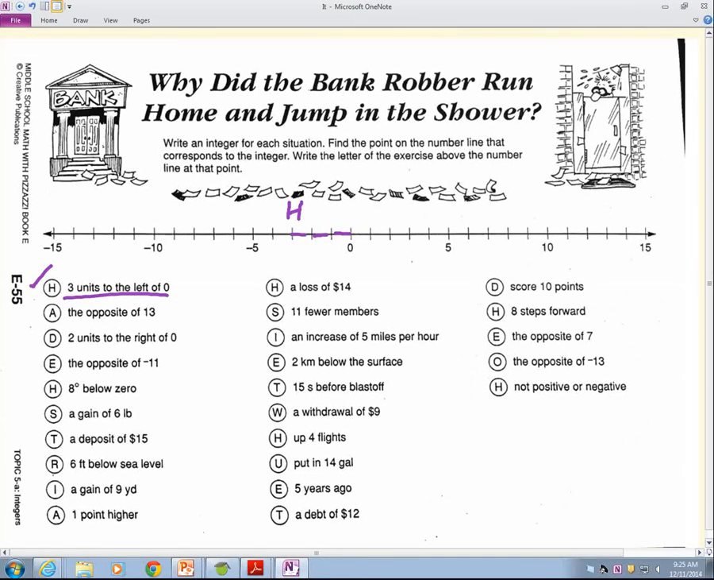How about W? Can someone tell me where they think that is? Hemkin, where are we going to go with that? -9, exactly, because the identifying word here is withdrawal. You're going to have your notes out with those key words that we wrote down a little bit ago. So we're going to be at negative 9. So right here is going to be W. Okay? And that is how we are doing that.